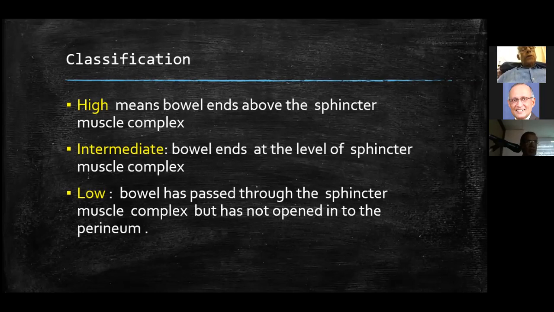So the classification is very clear. Suppose this is the sphincter complex. If the bowel ends above the sphincter, it is called high anomaly. If it has passed through the sphincter and reaches below the sphincter, it is called low anomaly. And in between is the intermediate anomaly. So these are very simple terms, and you should remember them.